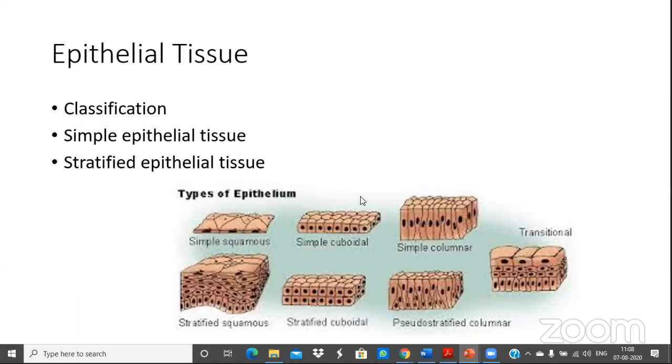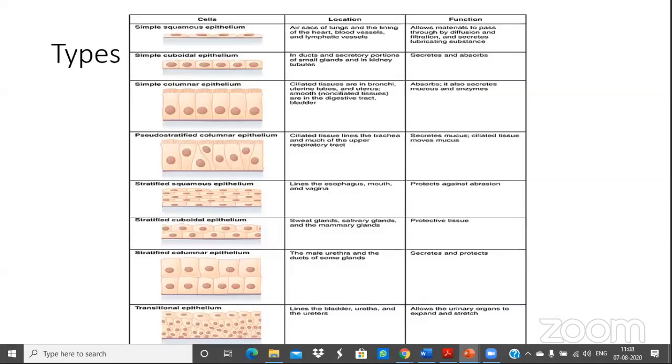Good. These are two important classifications of epithelial tissue. Simple epithelial tissue, another one is stratified epithelial tissue. Simple epithelial tissue is a single layered cell. Stratified epithelial tissue is more than one layered cell on a single basement membrane, right? Good. Now you can see that based on the shape of the cell, forget about simple or stratified, this epithelial tissue is given some names here.